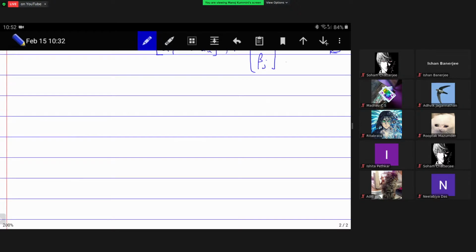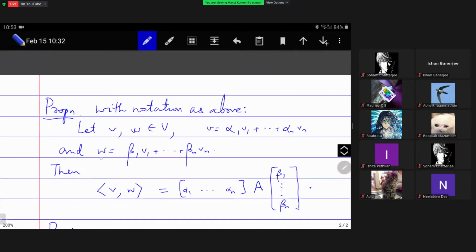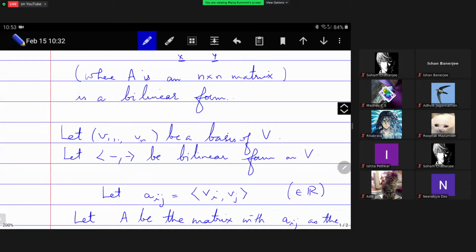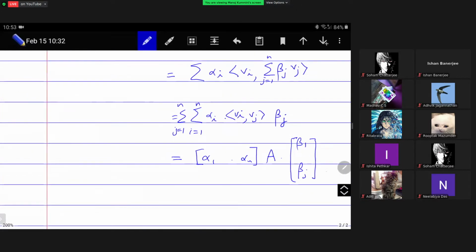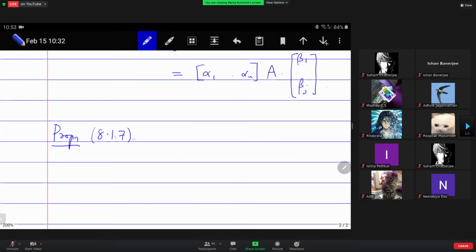So now let us ask what happens if we choose a different basis. Here we chose a basis v1 through vn. What if we chose a different basis? Proposition. This is 8.17 in Artin's book. I probably won't phrase it exactly that way. I'm just saying this is what I'm referring to.